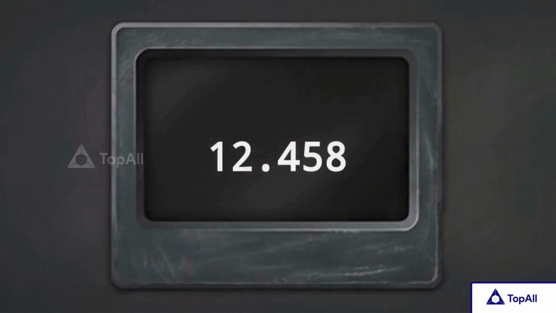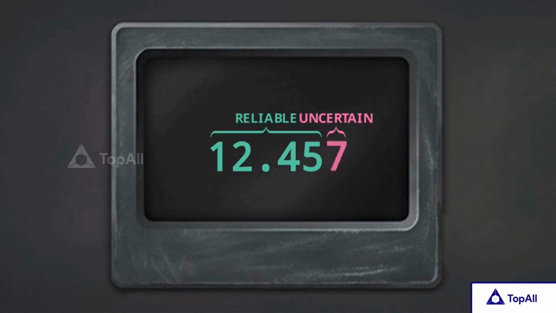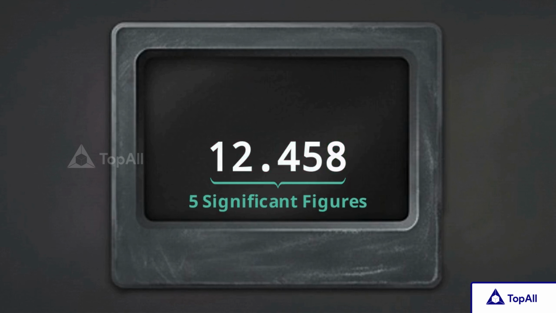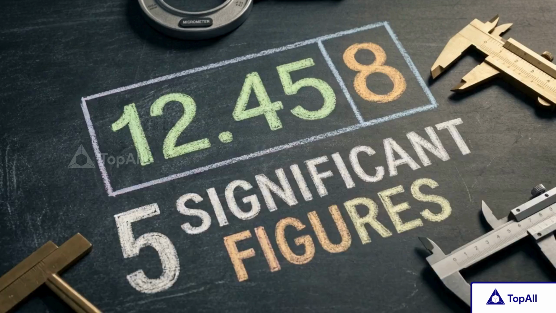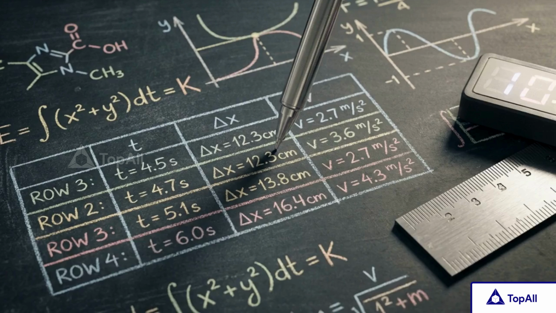We call the steady digits reliable. These are the numbers known with absolute certainty. But we also include that final fluctuating value, the first uncertain digit. It marks the exact point where our measurement transitions from a known fact to an estimate. By combining these reliable digits with that one uncertain digit, we create significant figures. This specific count tells any other scientist exactly where the certainty of your measurement ends.